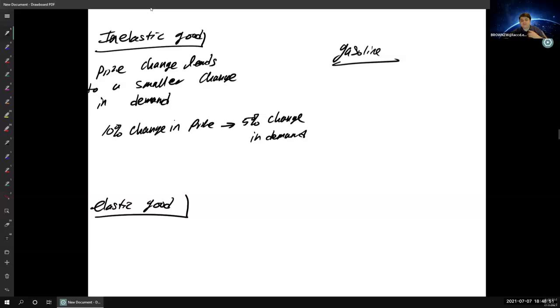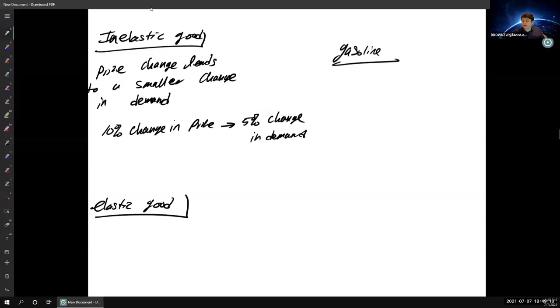Now, once again, there's no good that's always inelastic. If gasoline jumped up to $7 a gallon, then we would start seeing a change in demand. At a certain point, you just run out of people who can actually afford that price.